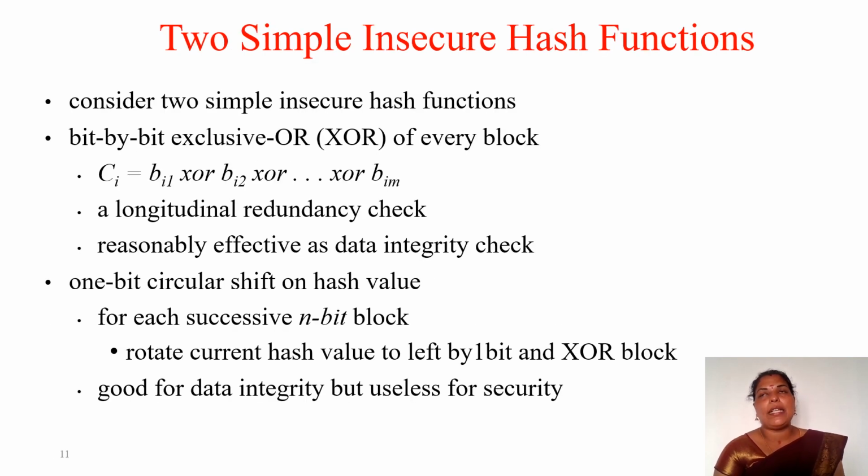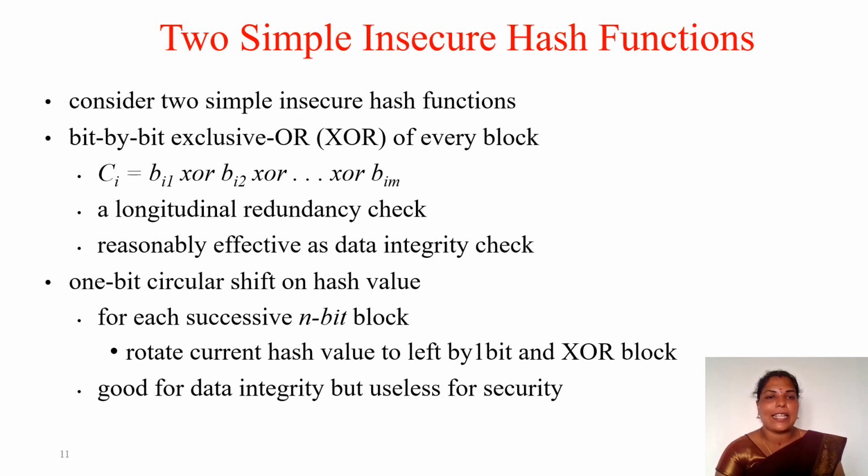There are two simple insecure hash functions, because generally we say that hash functions are used for security and mainly for data integrity. But sometimes the hash function can't provide security; most of the time it is providing data integrity, but sometimes it is not providing security. Let us see one example for this.